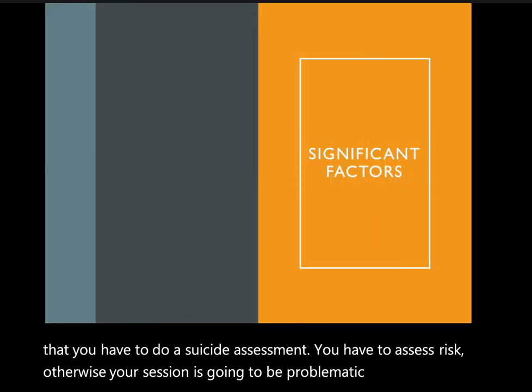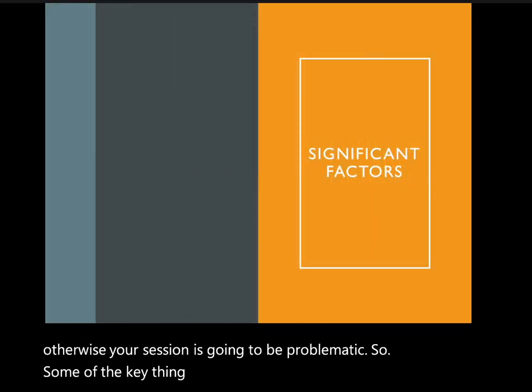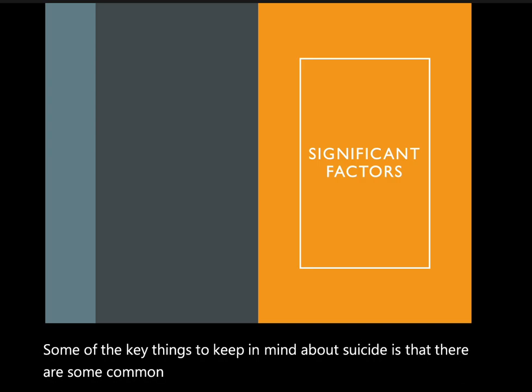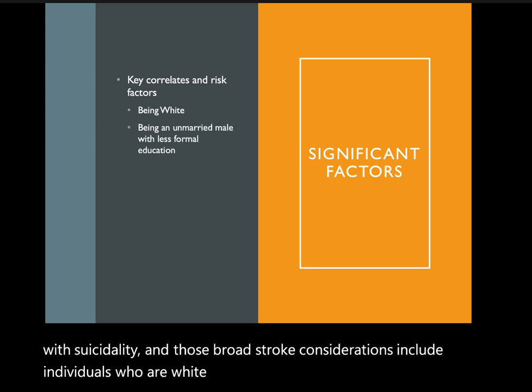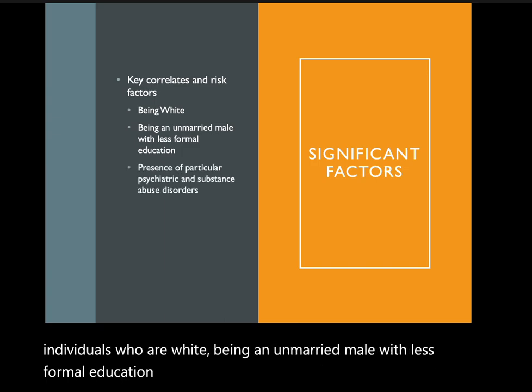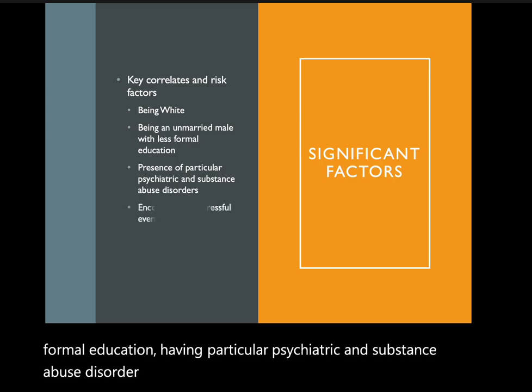So, some of the key things to keep in mind about suicide is that there are some common correlates or risk factors that are associated with suicidality. And those broad stroke considerations include individuals who are white, being an unmarried male with less formal education, having particular psychiatric and substance abuse disorders, encountering stressful events, and having previous suicide attempts.